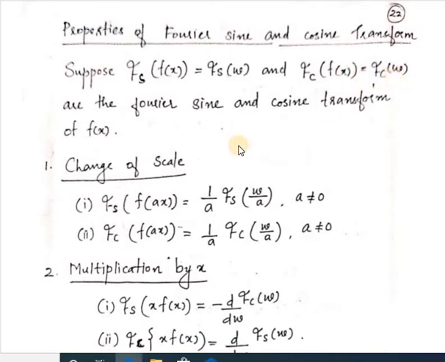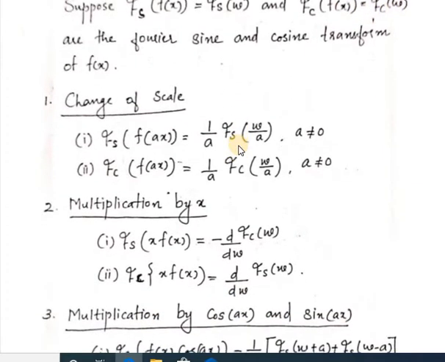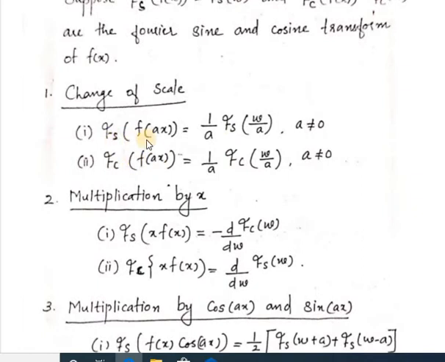The first property is called change of scale. It says that Fs(f(ax)) = (1/a) Fs(ω/a). That is, the Fourier sine transform after changing the scale from x to ax is obtained by first finding the Fourier sine transform of f(x), which will be Fs(ω), and in that answer replacing ω by ω/a. So the answer is (1/a) Fs(ω/a).